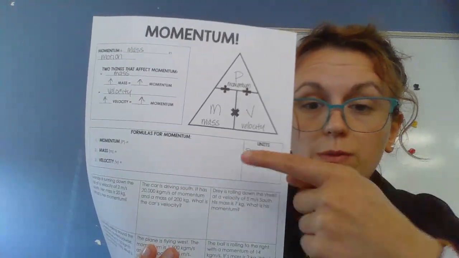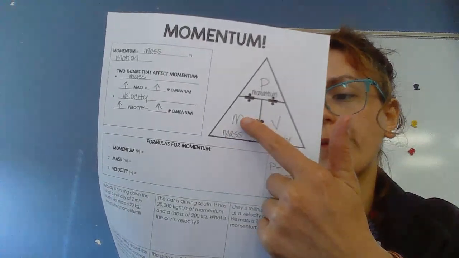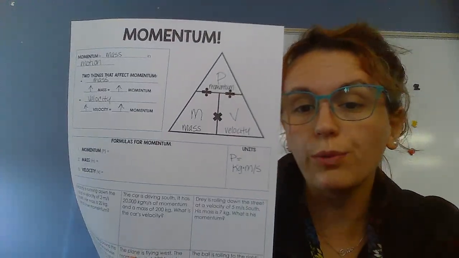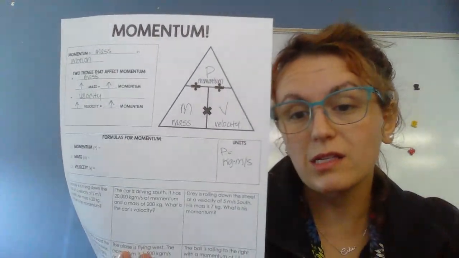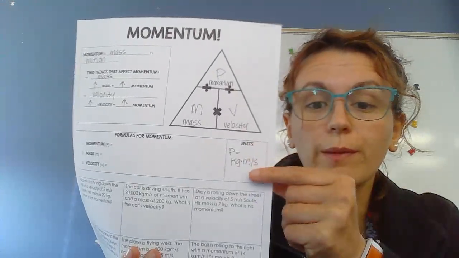The reason why is because we're taking the units from mass and multiplying them by the units of velocity. There's no pretty way to do this except kilograms meters per second. Okay, so you'll have to memorize this.